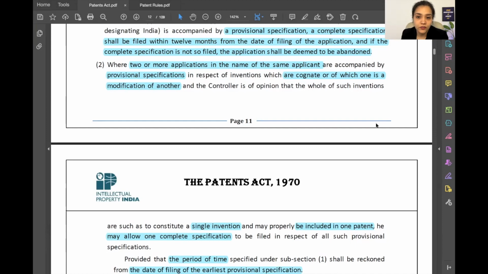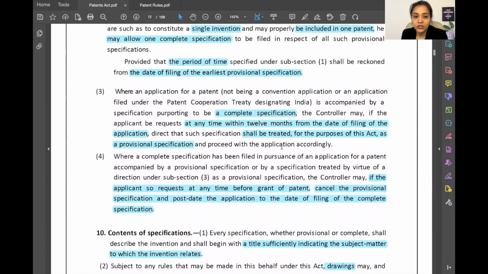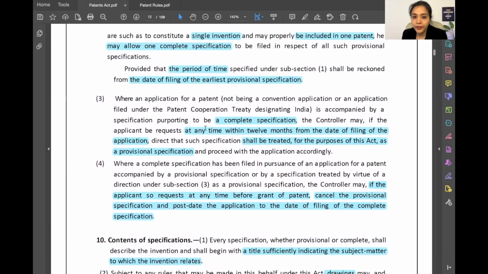So let's come to subsection 3, which is where an application for a patent, not being a convention application or an application filed under the PCT designating India, is accompanied by a specification purporting to be a complete specification, the controller may, if the applicant requests at any time within 12 months from the date of filing of the application, direct that such specification shall be treated for the purpose of this Act as a provisional specification and proceed with the application accordingly.